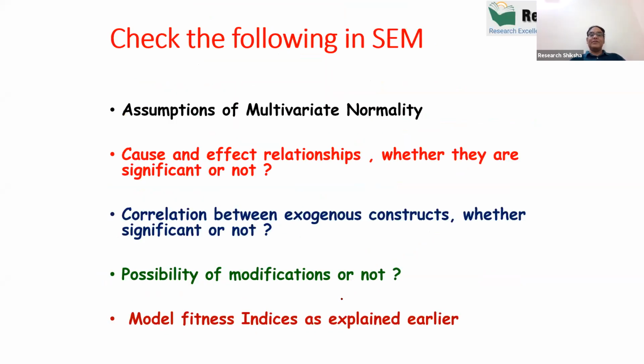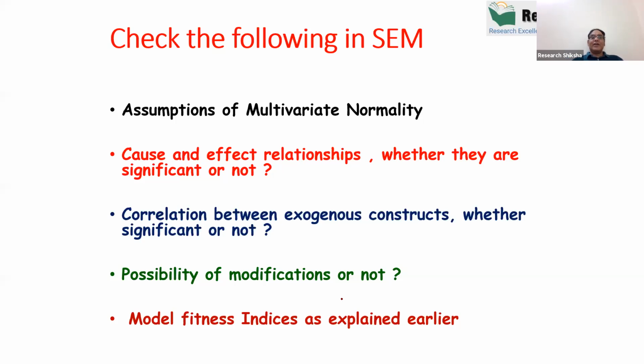Now there are some assumptions of SEM. So you have to examine whether these assumptions are fulfilled or not. Some of the concepts which we normally check in SEM: number one, we have to check whether the scale is multivariate normal or not, whether the data is normal or not, because you know that you can apply any of the parametric tests only when the variables are normally distributed. If your variables are not normally distributed, there is no point of applying parametric tests. Similarly, in SEM, this is one of the assumptions that your data should be normally distributed.